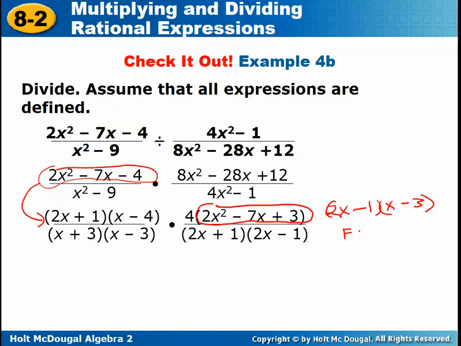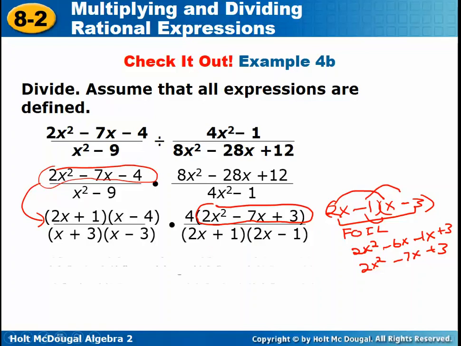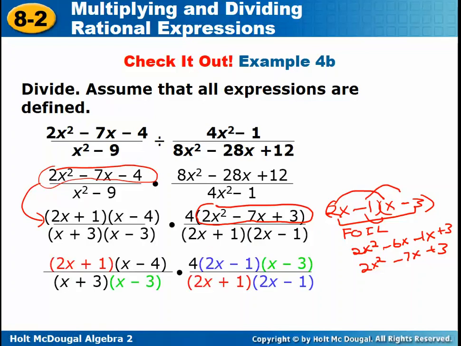So to FOIL, you take first times first, that's 2x squared. Outer is negative 3 times 2x, that's minus 6x. Inner is negative 1x, that's looking good. And then last times last, negative 1 times negative 3 would be a plus 3. And then you combine the like terms for your middle terms, and we do get negative 7x. So that worked. So our first try worked, which is great. So then our factors for this are 2x minus 1 and x minus 3.